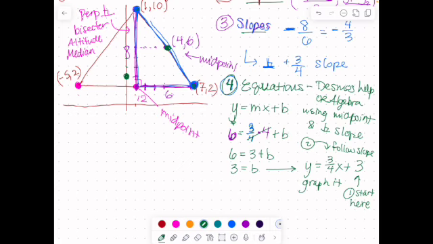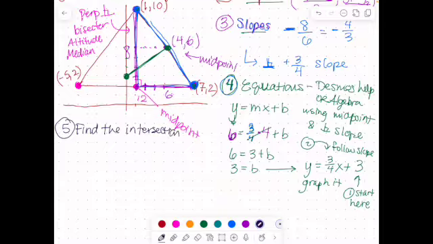1, 2, 3, 4. And hey, good, it does connect. That means I did it right. Yay. But now, so now step 5. I'm going to find the intersection.